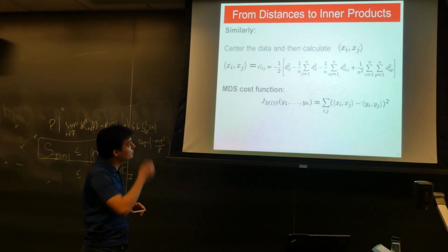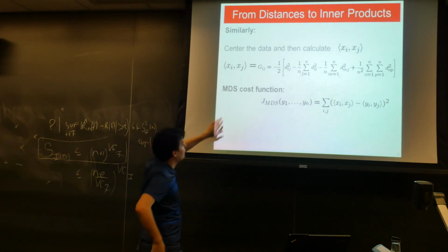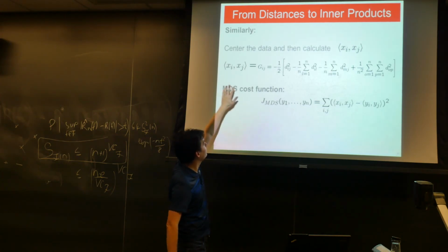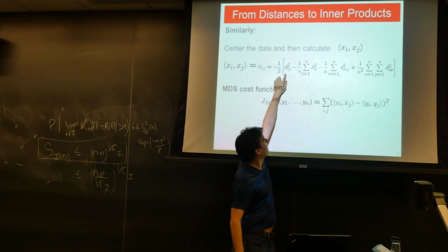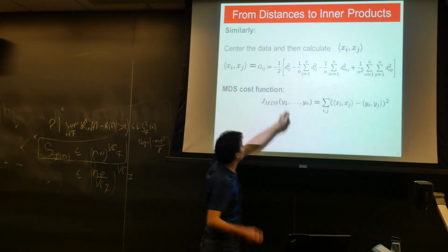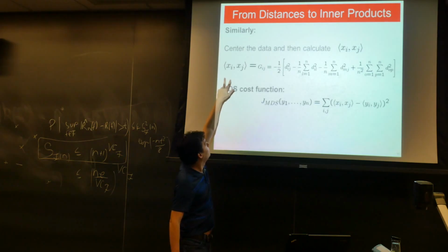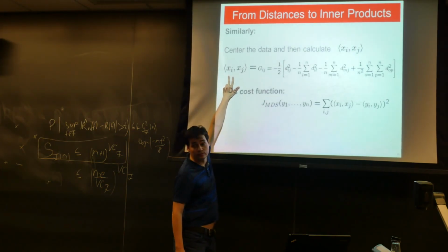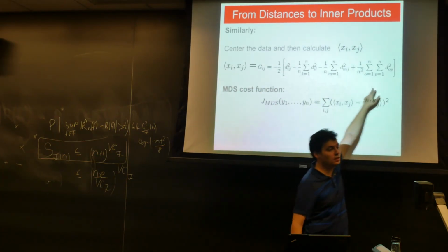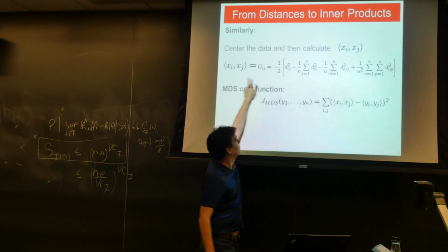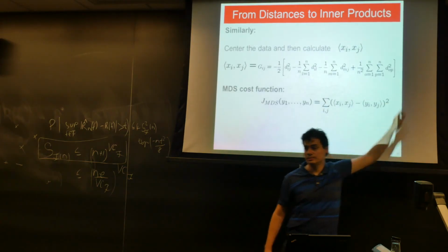If your data is centered, we assume the data is centered, then using similar arguments that I just did in the previous slide, using distances Dij, Di, Dil, and so on, using all kinds of distances between feature vectors, you can calculate the inner products between any two feature vectors. You can prove that this equation holds if the inner product between xi and xj can be calculated using this equation.